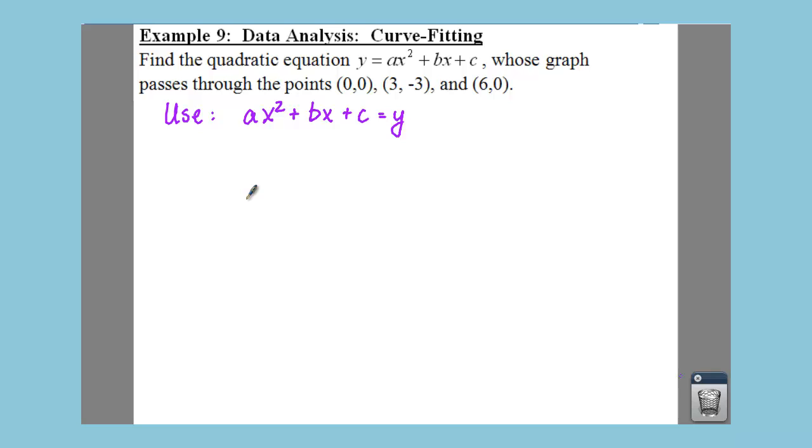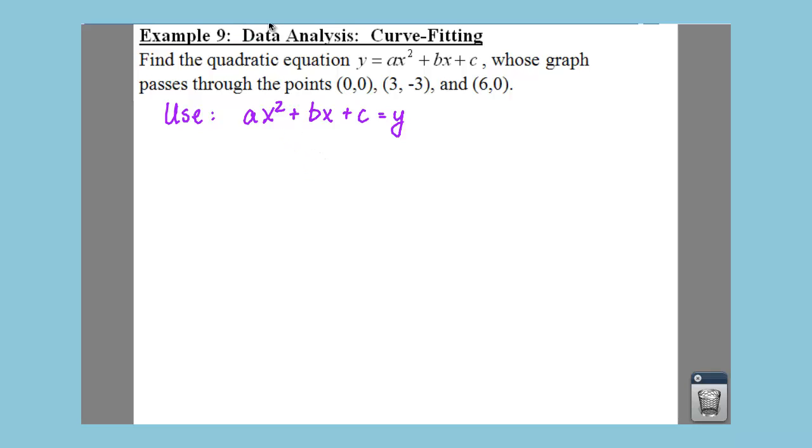Alright, finally here for example 9. This is your data analysis and your curve fitting. What we're going to do is find a quadratic equation whose graph passes through the points (0, 0), (3, -3), and (6, 0). So we're going to use the formula ax squared plus bx plus c equals y. That is your quadratic equation.